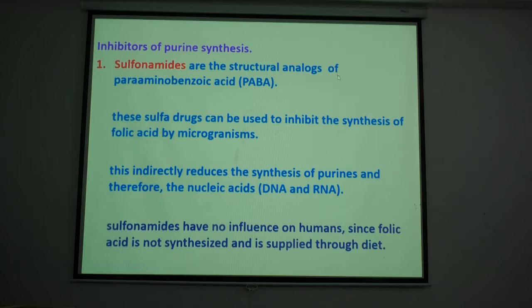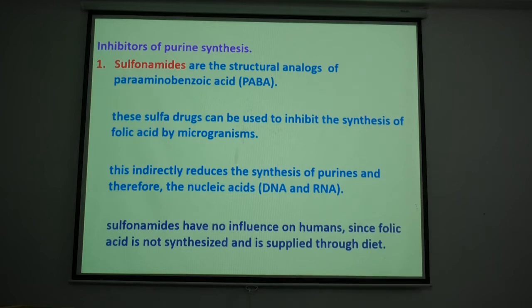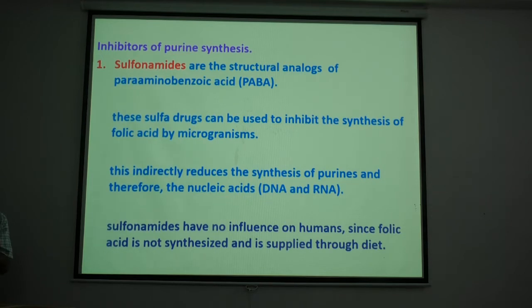Sulfonamides are structural analogs of para-aminobenzoic acid. What is the meaning of structural analog? Structural analog means the same type of structure, looks like the same structure. So they can bind and inhibit the synthesis of purine. Once it is inhibited, cell division will be arrested, cell division will be stopped. That means we utilize it as an anti-cancer drug.